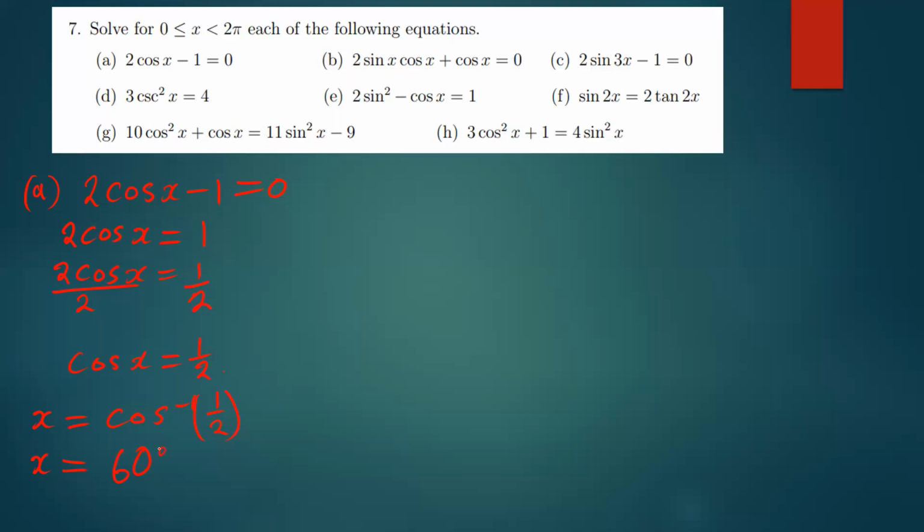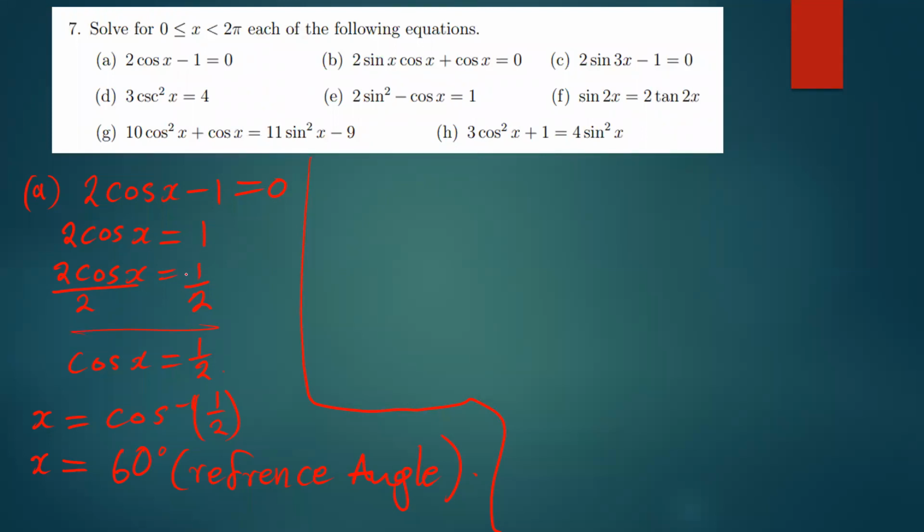So you have x is equal to 60 degrees. This is just the reference angle. This is not a final answer unless otherwise. So what do we do now from here? We find the quadrant in which cos is positive.